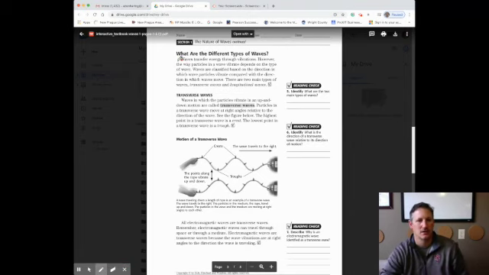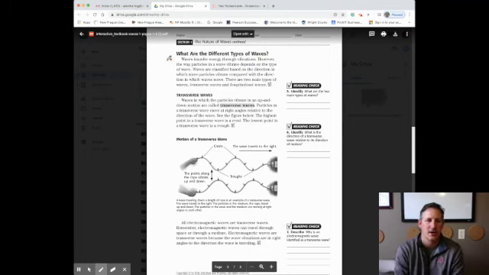The next thing we're going to talk about are what are the different types of waves. Waves transfer energy through vibrations. However, the way particles in a wave vibrate depends on the type of wave. Waves are classified based on the direction in which wave particles vibrate compared to the direction in which the wave moves. There are two types of waves, a transverse wave and a longitudinal wave. Transverse means up and down. Longitudinal means back and forth, side to side.